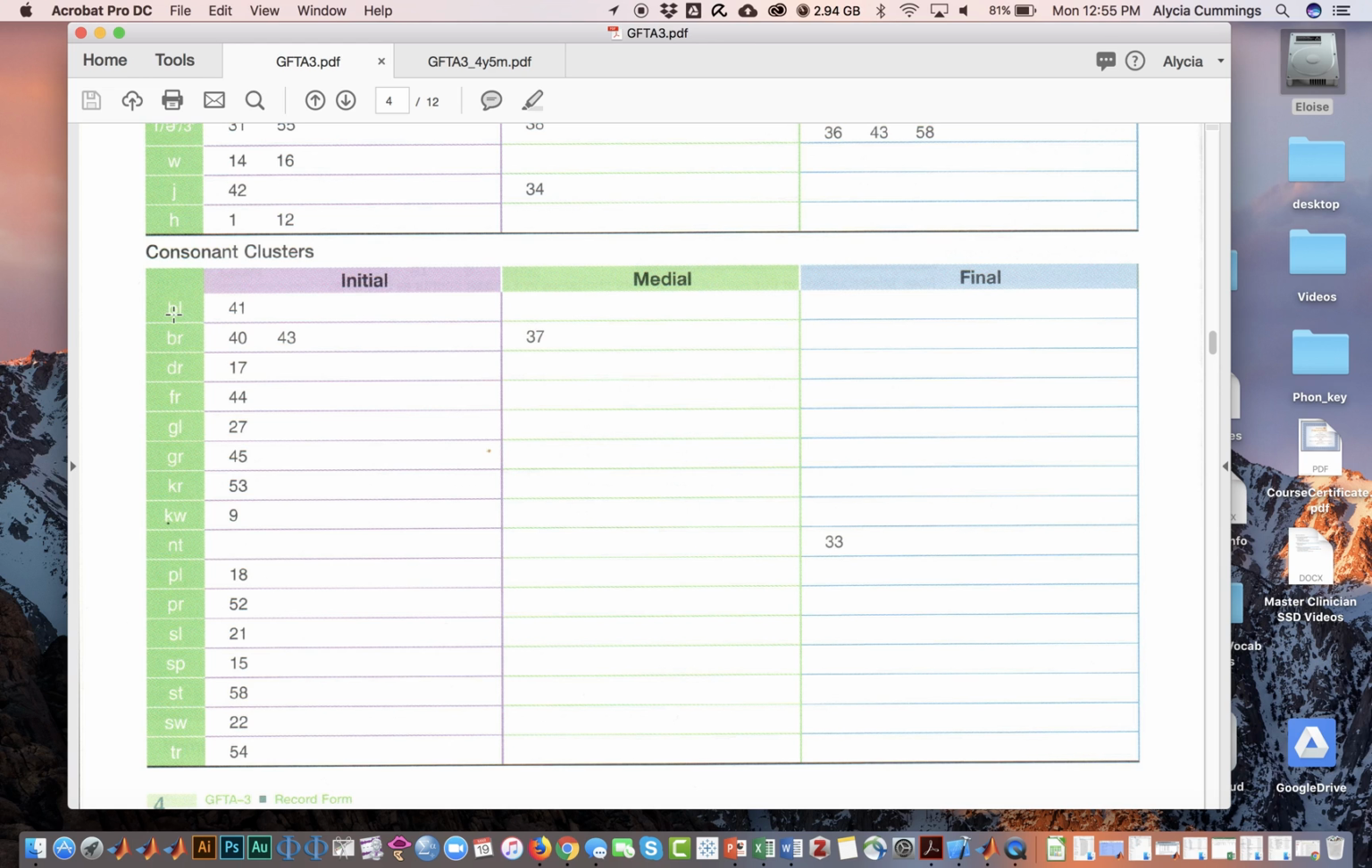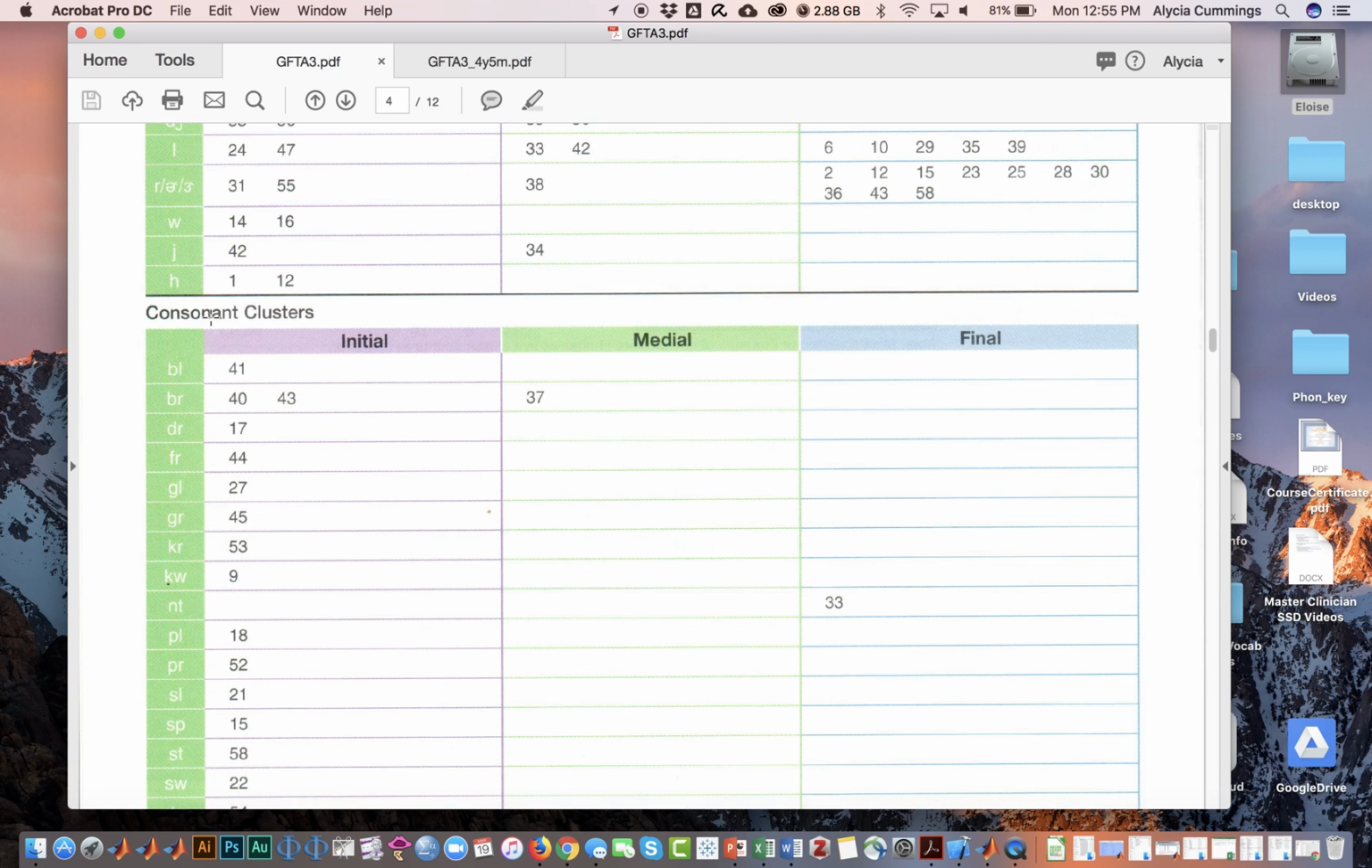So if you said instead of, what's the word? It's blue. So the BL cluster is in blue. So if you said boo, you're going to count it wrong. If you said bew, you're going to count it wrong. If you said loo, you're counting it wrong. Both sounds have to be produced correctly in order to count that cluster as correct.